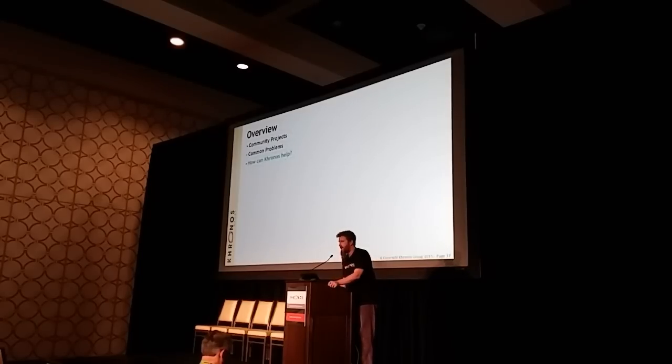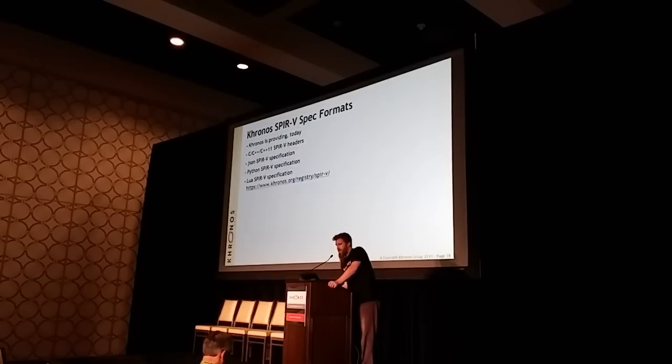So, how can Khronos help? Well, as of last week, with the release of the SPIR-V provisional update, you can get C and C++11 SPIR-V headers, the JSON SPIR-V specification, and similar things for Python and Lua.